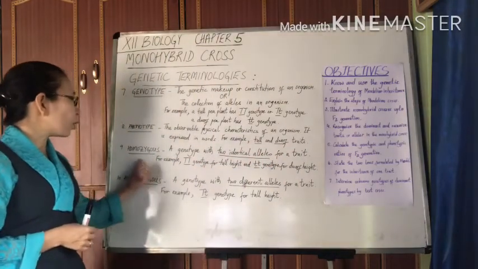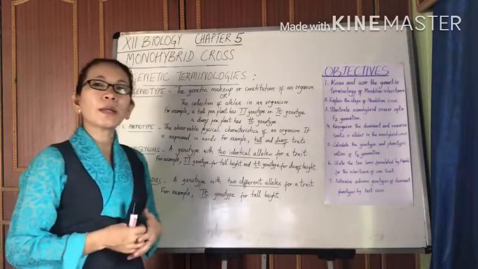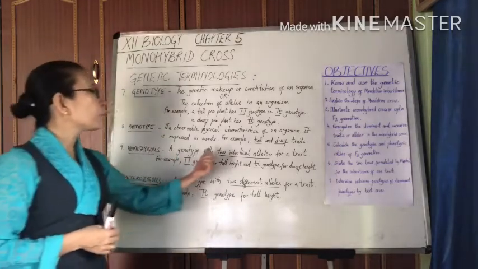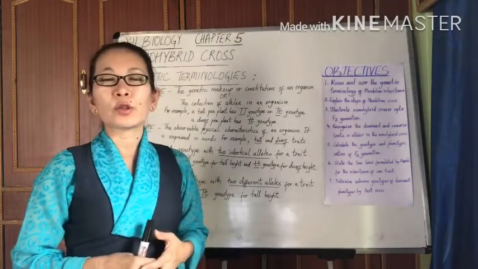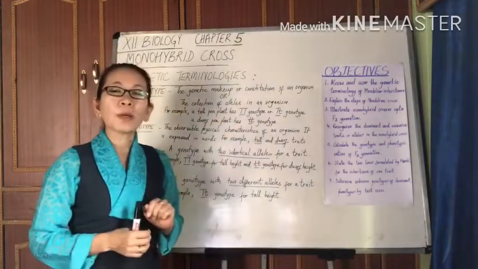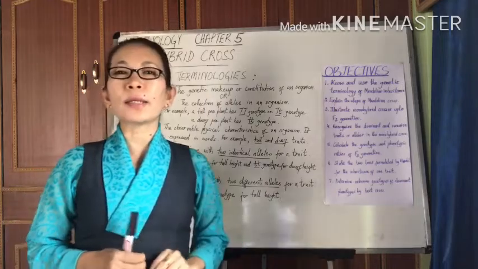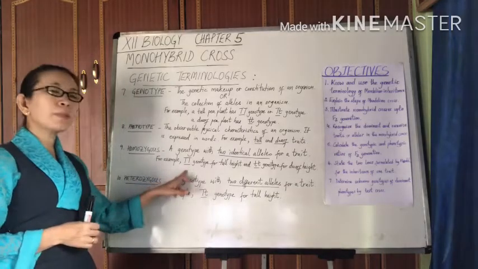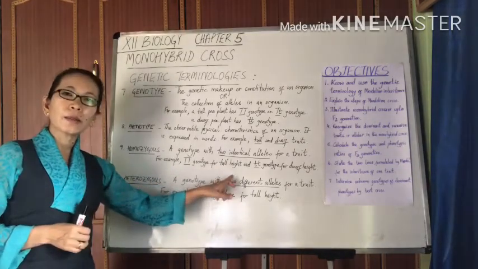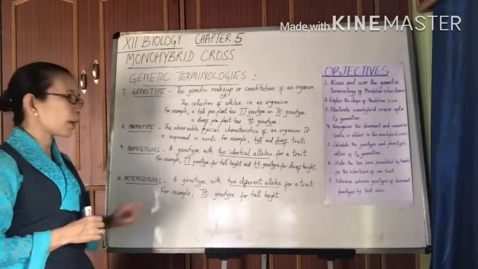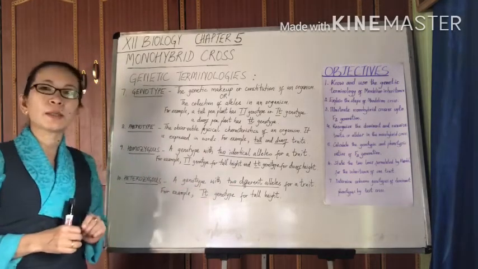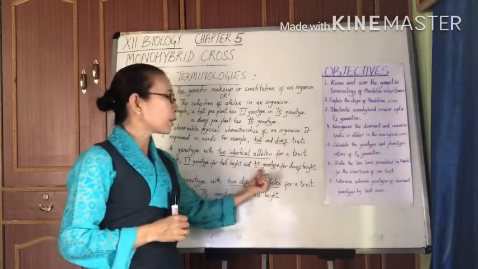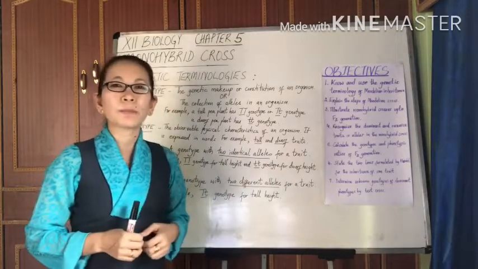Now, the two terms homozygous and heterozygous are directly related with genotype. So, homozygous refers to a genotype with two identical alleles for a trait. So, if we have a genotype which is composed of two identical alleles, such genotypes are referred to as homozygous genotype. For example, capital T capital T genotype for tall height is an example for homozygous genotype because both of the alleles are capital T's. The second example is the genotype for dwarf plant, which is small t small t. So both of the alleles are small t's.